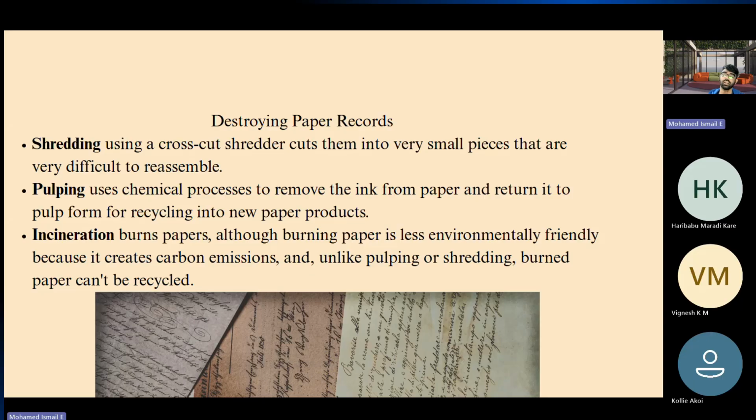Incineration is another technique, but it's not environmentally friendly. They put fire and destroy the record everywhere. So there is no way to recreate it, but this is not environmentally friendly because it creates carbon emissions.